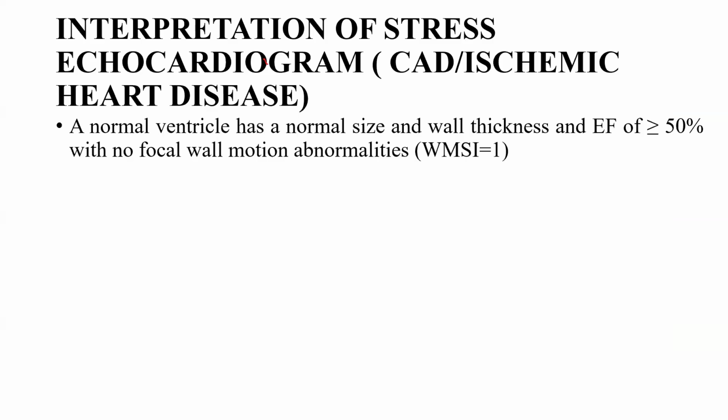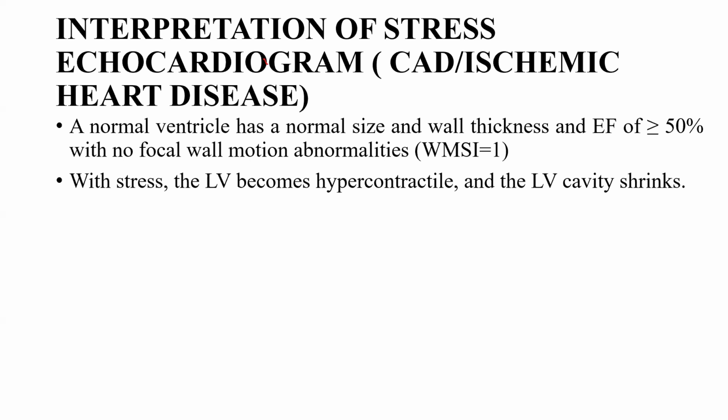Now, how do you interpret it? A normal ventricle has a normal size and wall thickness and EF 50% and above with no focal wall motion abnormality. So your wall motion score index is 1 because the 17 segments are all normal. So they all score 1, 1, 1. That will be 17 divided by 17.